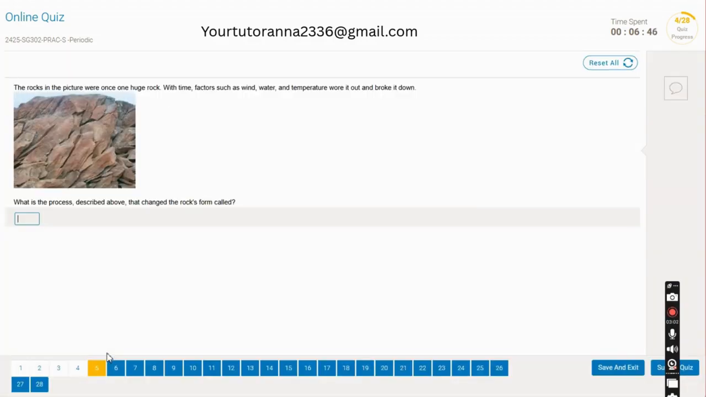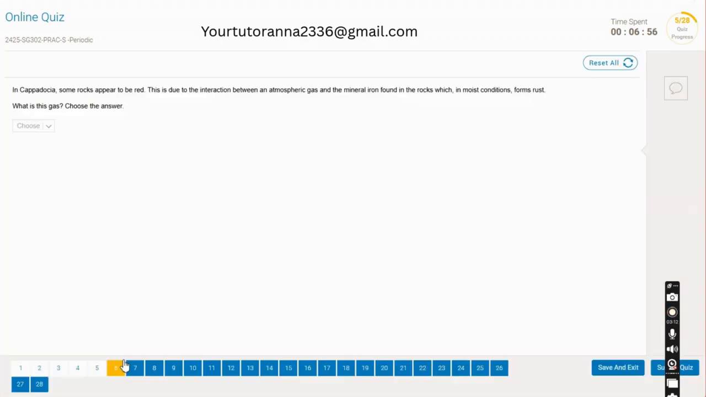Next one. Now, what is the process described above that changed the rock's form? What did we study? What is this whole section about? It's about weathering. So the fragments of rocks are becoming smaller due to air or sand or water.